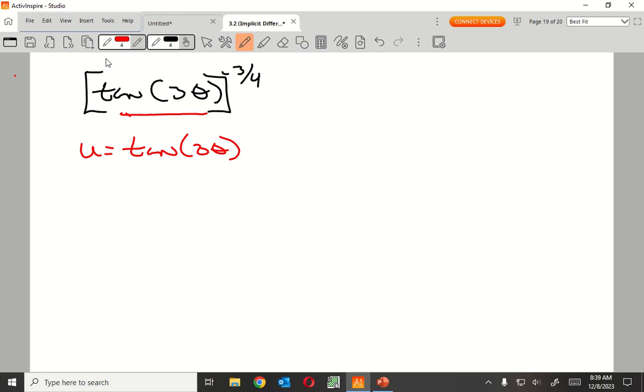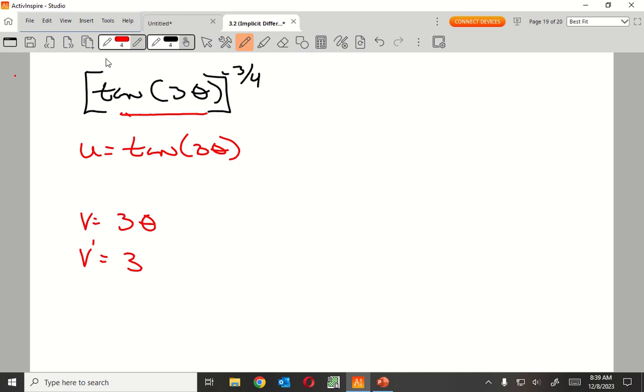So if I were to take the derivative of this, I would also have a v. So my v would be 3 theta. Okay, so v is 3 theta. So v prime is going to give me 3. What's the derivative of 3 theta? Yeah, just 3, right? It's kind of like just 3x. It would just give me 3, wouldn't it? Because theta is my variable here. So now I have that.